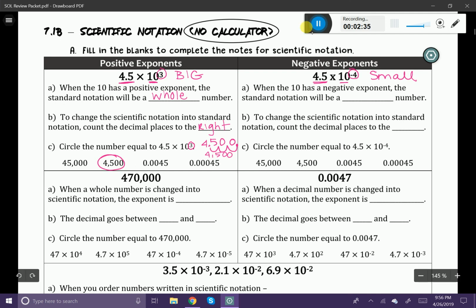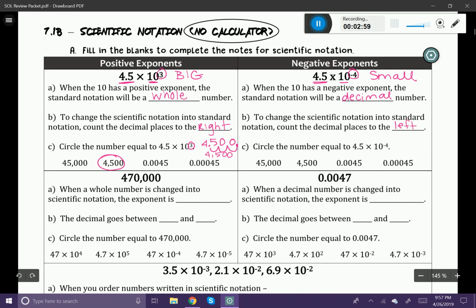When the 10 has a negative exponent, the standard notation will be a decimal. To change the scientific notation into standard notation, count the decimal places to the left. Circle the number equal to 4.5 times 10 to the negative fourth.